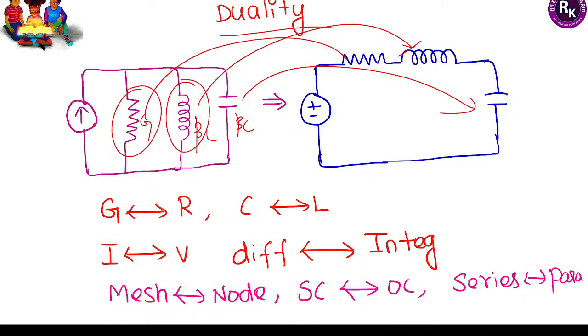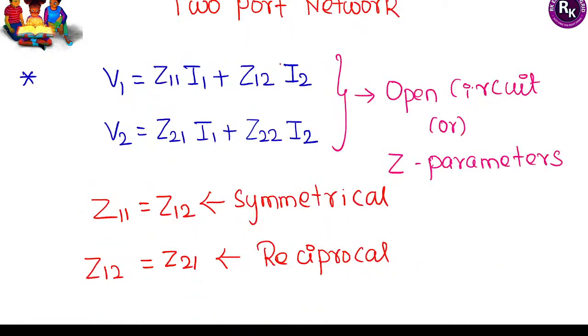So conductance and resistor, inductive susceptance and inductive reactance, capacitive susceptance and capacitive reactance, voltage source and current source, all are dual to each other. Now you can observe. Conductance will be the dual of resistor, capacitor will be the dual of inductor, and current will be the dual of voltage. Differentiation will be the dual of integration, and integration will be the dual of differentiation. Mesh will be the dual of nodal, short circuit will be the dual of open circuit, and series circuit will be the dual of parallel circuit. That's all. So this is all about the concept of duality.